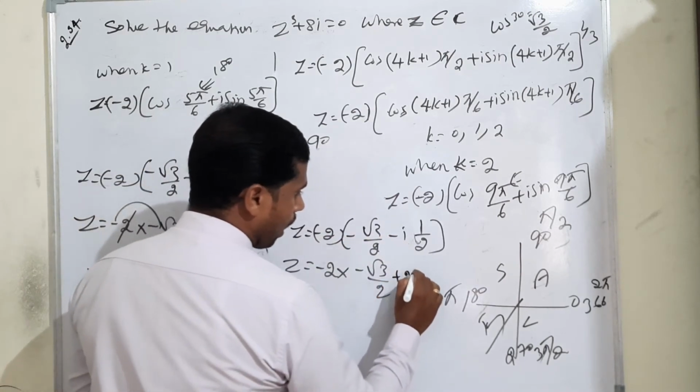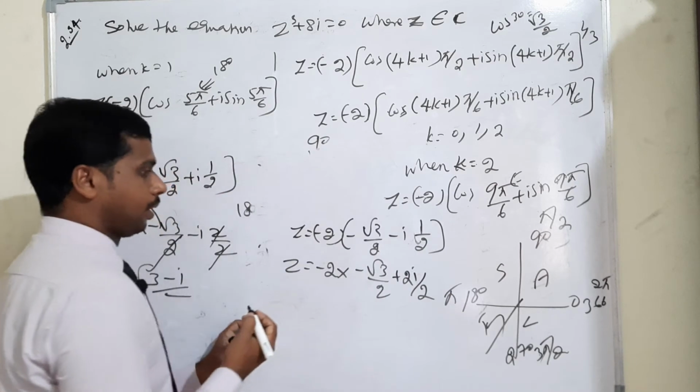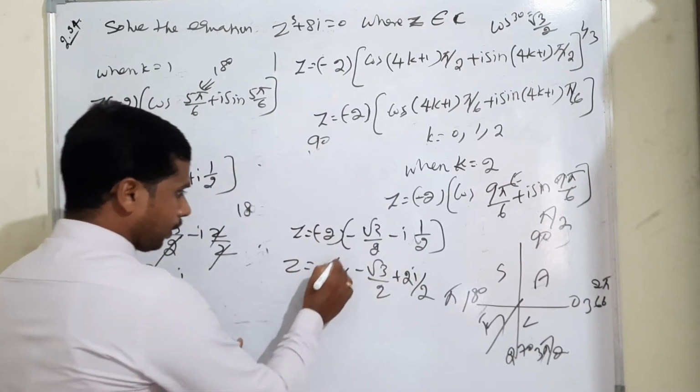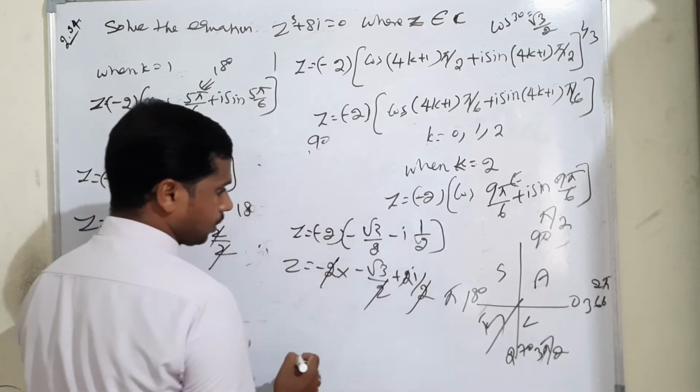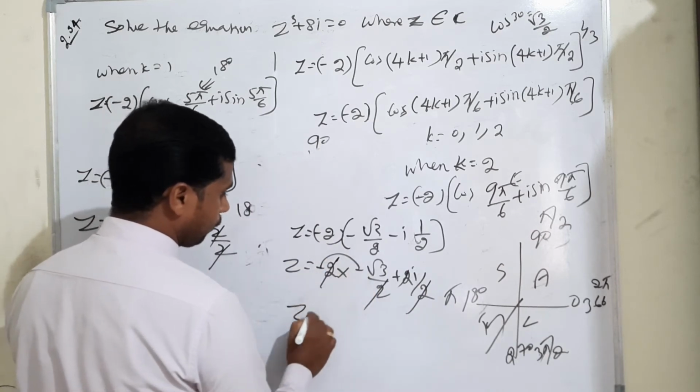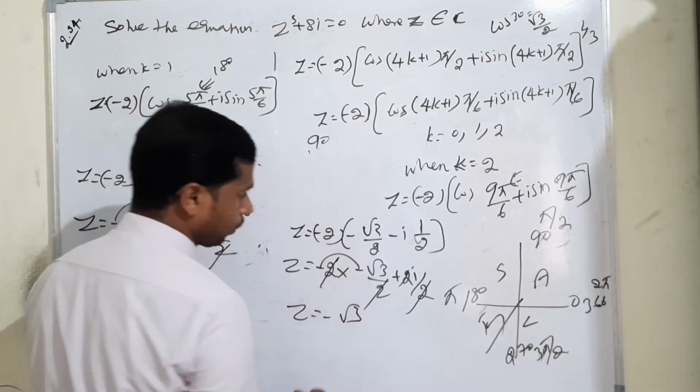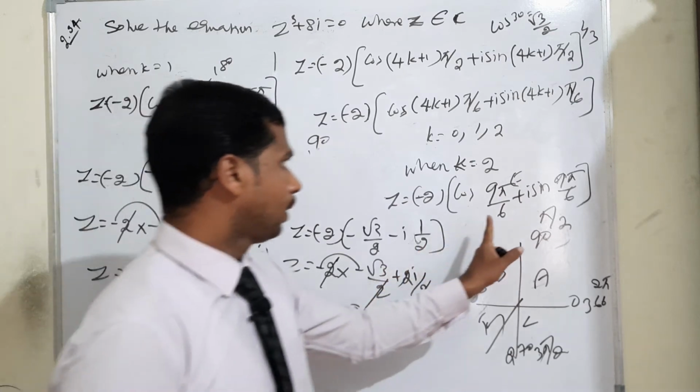So 2i divided by 2, isn't it? Outside the common minus, therefore cancellation: 2 cancels, here also 2 cancels, therefore minus into minus is plus. Therefore z is equal to positive root 3.